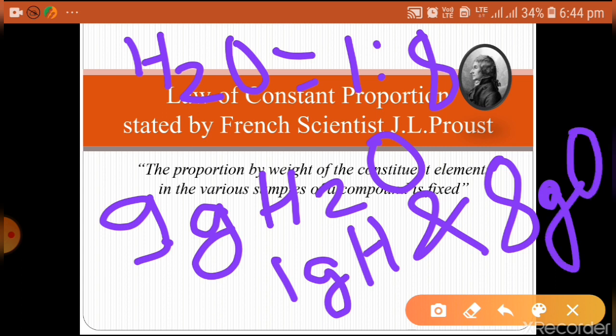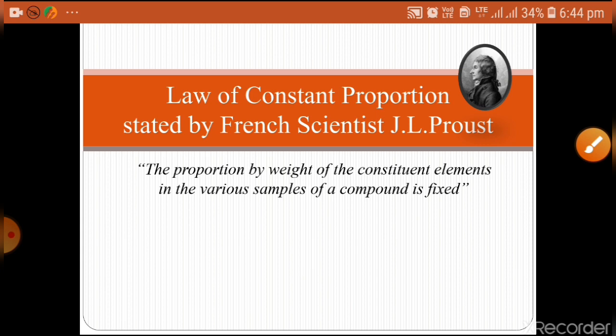So in this way, water is a compound which contains hydrogen and oxygen, and the sources of water may be different. It may be river, ocean, pond, lake, or tap water. So all the water from the different sources will have the same ratio, that is 1 is to 8. Okay, so let us read the definition again. The proportion by weight of the constituent elements in the various samples of a compound is fixed. Means if the compound is obtained from different samples, the ratio of the elements in that compound will always be fixed. So let us see the verification of this law.